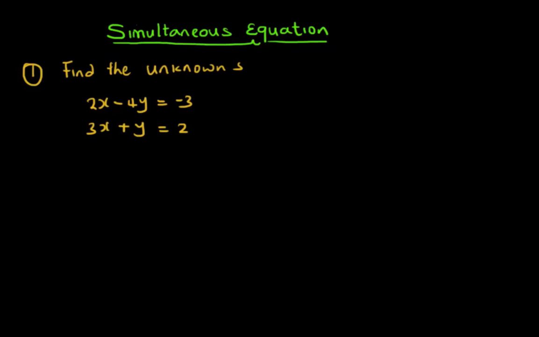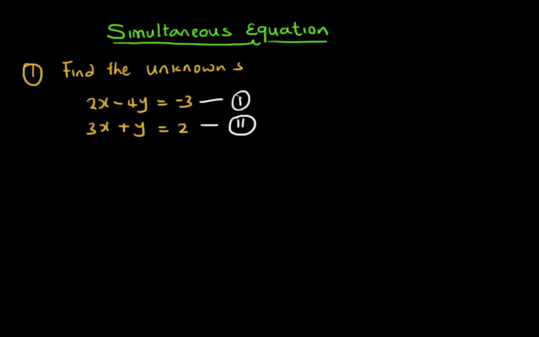Find the unknowns. 2x minus 4y equals minus 3 and 3x plus y equals 2. Now the first thing you want to do is to name the equation. So we have equation 1 and we have equation 2. Now if you look at this question, it's a bit different than what we treated in the last video.